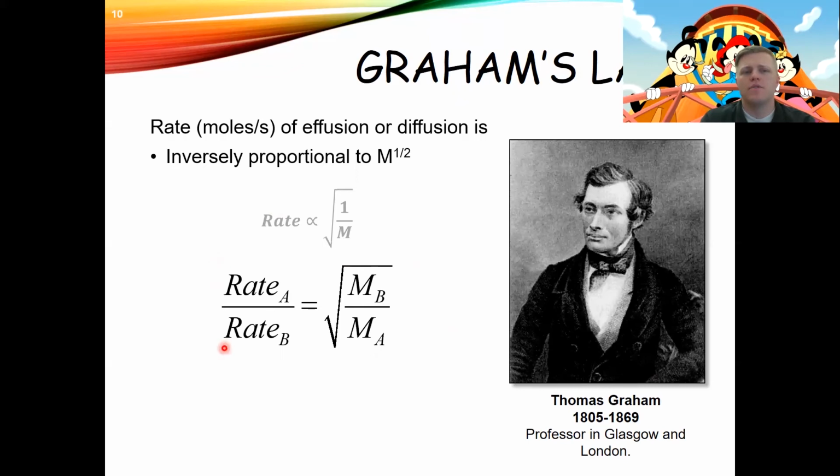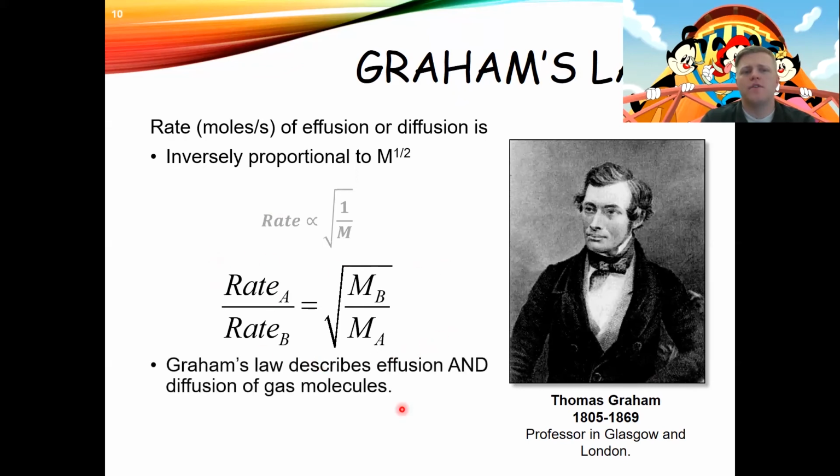So Graham's law describes effusion and diffusion of gases. It doesn't actually give us a way of calculating exact rates of these species, but it can tell us which rate is going to be greater and by how much. So if we know the rate at which one gas is diffusing, then we will be able to figure out the rate at which another gas is diffusing.